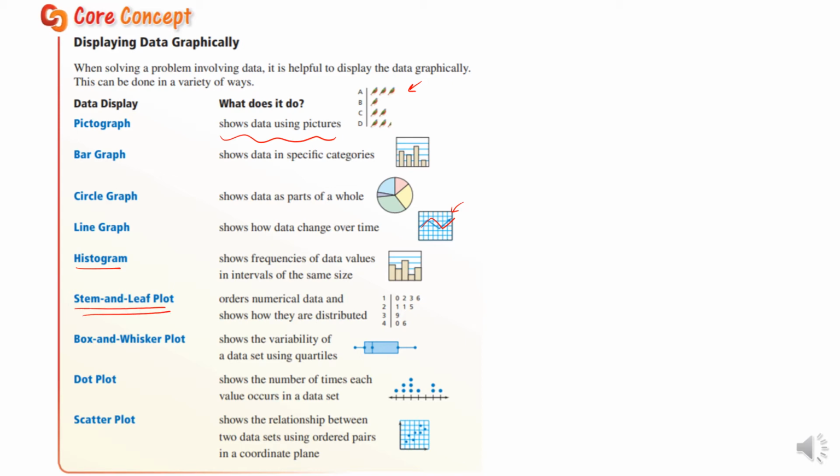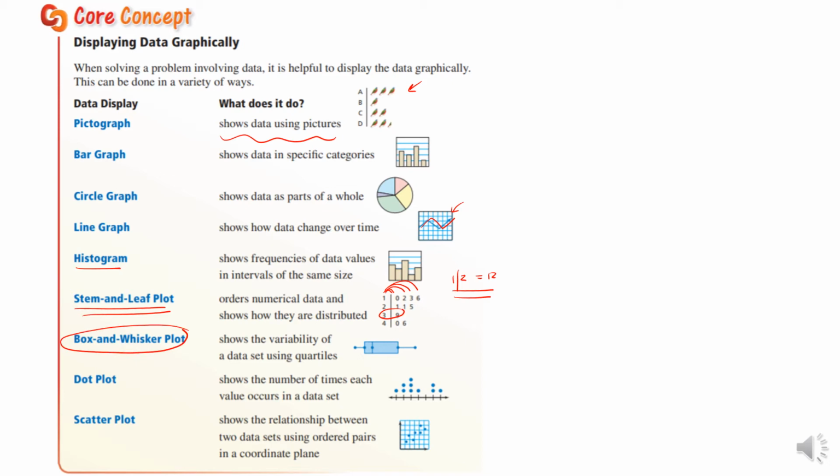plots can be kind of confusing, but each of these numbers, you have to have a key. So you would say 1|2 equals 12. So I would read this 10, 12, 13, 16. This would be 39. So that key tells you how to read it. Those are kind of confusing though. We're going to have a whole unit on box and whisker plots.